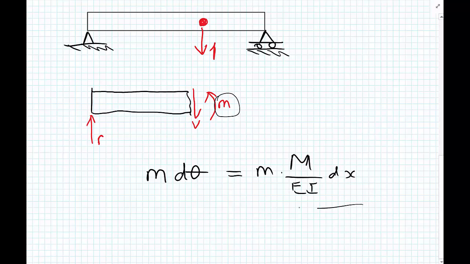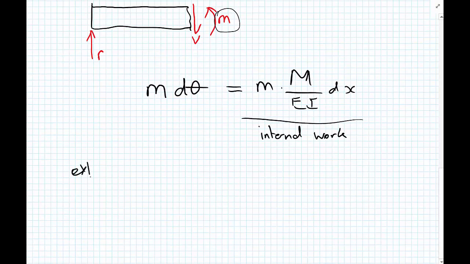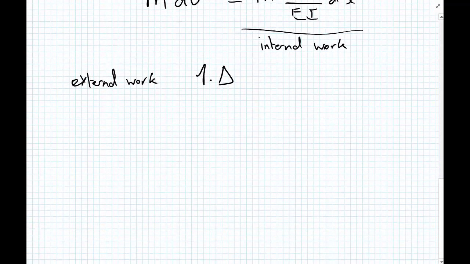So this is our internal work. We can also say that our virtual load, as the beam deflects due to the real loading, the beam will deflect an amount delta. So the external work will be force times distance. So that will be the unit load one multiplied by the distance delta that it has gone through. And then we need to invoke that internal work must be equal to external work.